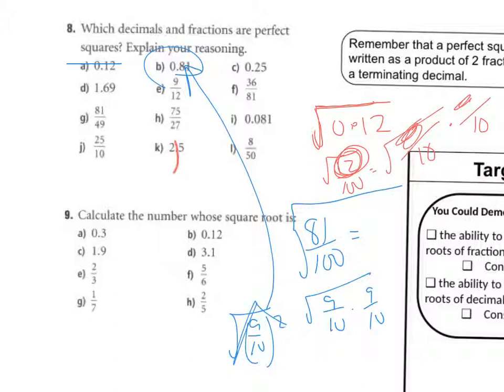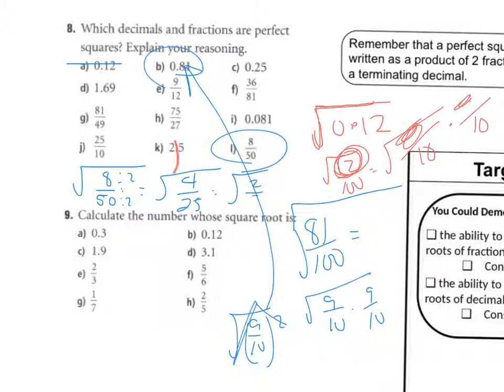There are some tricky ones here. For example, this one here, 8 over 50. It doesn't appear to be, but I can reduce this by 2 to get 4 over 25, which is now 2 over 5 squared. The square root cancels a square. This is a perfect square. The reason is I can write it as a number squared.